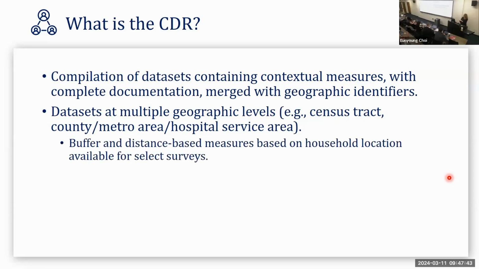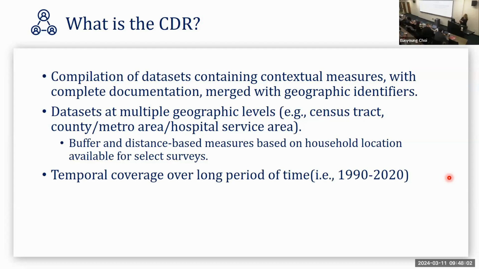So for those select surveys, as I said, we also create buffer and distance-based measures based on the household location of the respondent. I only do that for the health and retirement study. We're doing some of that for the Understanding America study, and we might be doing some of that for the Hispanic Epi study as well.